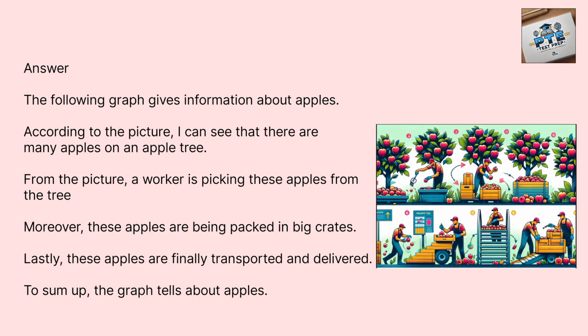The following graph gives information about apples. According to the picture, I can see that there are many apples on an apple tree. From the picture, a worker is picking these apples from the tree. Moreover, these apples are being packed in big crates. Lastly, these apples are finally transported and delivered. To sum up, the graph tells about apples.